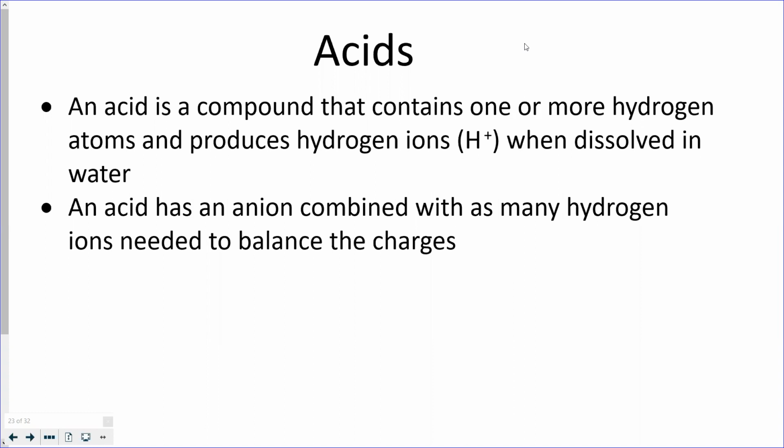So looking at acids first, an acid is a compound that contains one or more hydrogen atoms and will produce hydrogen ions, or H+, when dissolved in water. So these tend to start with H, and then some other anion is attached. So an acid will have an anion combined with as many hydrogen ions needed to balance the charges. Like I said, these are still ionic, so they still have to crisscross charges when writing out formulas.